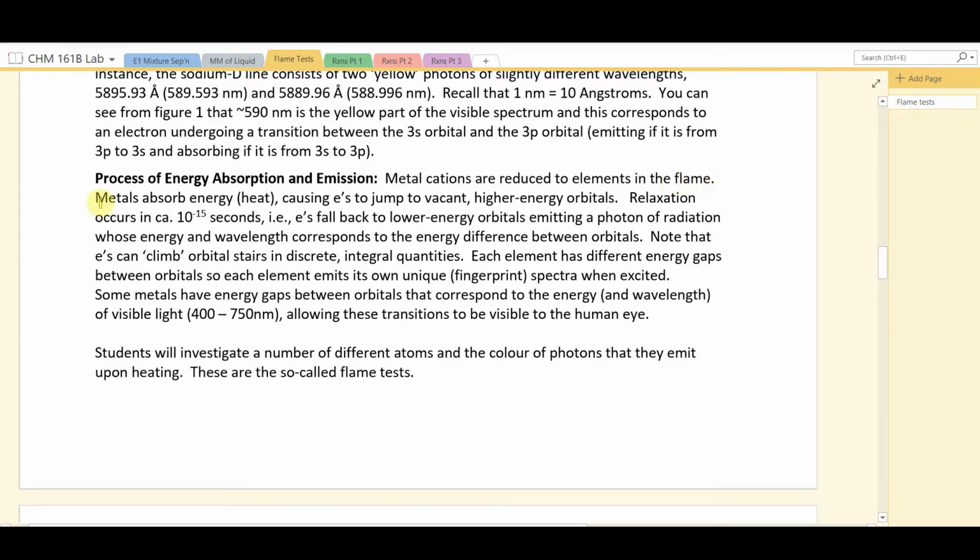So the metals then absorb energy in the form of heat, which causes their electrons to jump to vacant higher energy orbitals. Then the electrons relax, and this occurs quite rapidly, approximately 10 to the minus 15 seconds before relaxation. Electrons fall back to lower energy orbitals, emitting a photon of radiation whose energy and wavelength corresponds to the energy difference between the orbitals. Now note that electrons can climb orbital stairs, if you will, in discrete integral quantities.